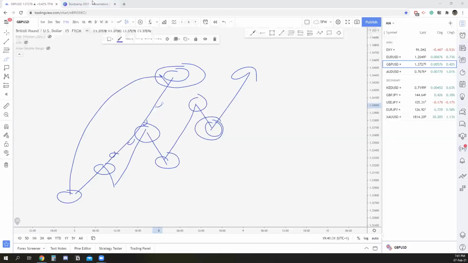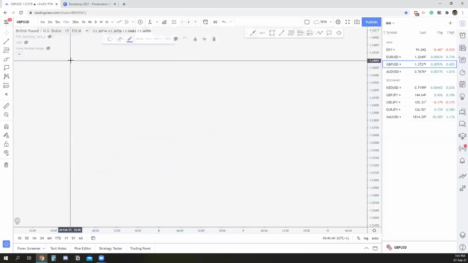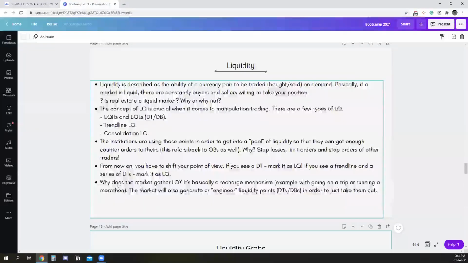So the market will always do this as well. It has to stop, it has to pull back, and then it goes again. Recharge, exactly. So, okay, enough of this. I hope this example was pretty fun so that you understand why the market gathers liquidity and why we have the pullbacks. The market will also generate or engineer liquidity points, just to take them out later, all right?